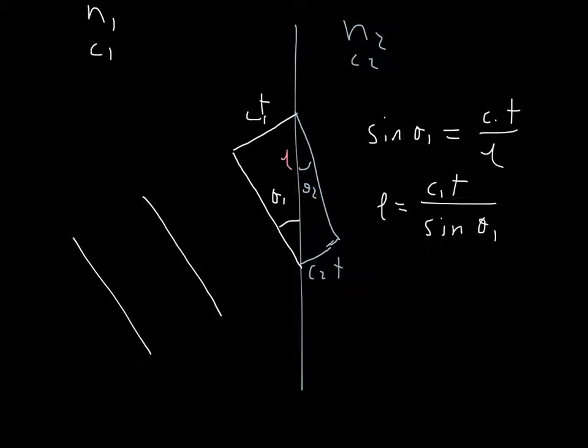So let's do the same for the other triangle, and I get that the sine of theta 2 equals, well, in this case the opposite is c2t, and the hypotenuse is still L. So I get c2t over L, and then I can do exactly the same thing that I did before and isolate L, and L will be just c2t over sine of theta 2. Okay, and now all I need to do is some algebra.